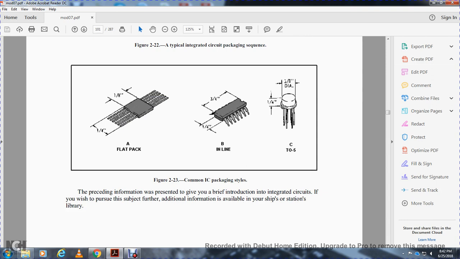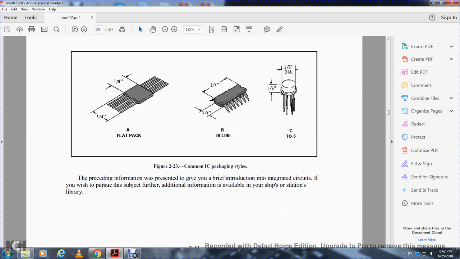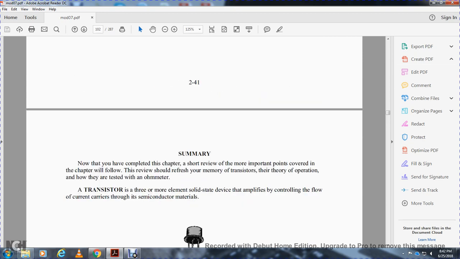The preceding information was presented to give you a brief introduction to the integrated circuit. If you wish to pursue the subject further, additional information is available in your ship's or station's library. Alright, Chapter 2 Summary.